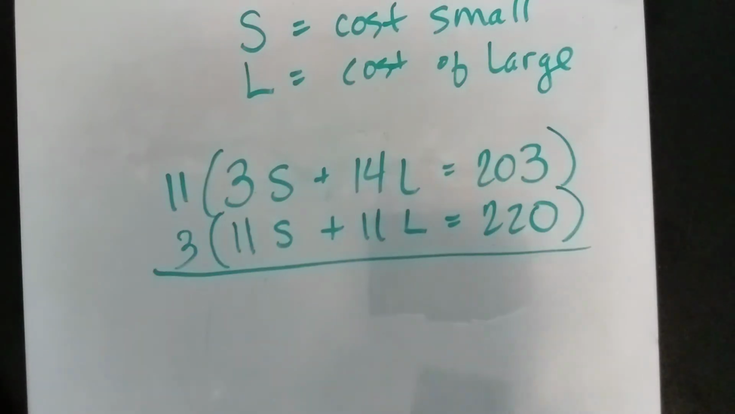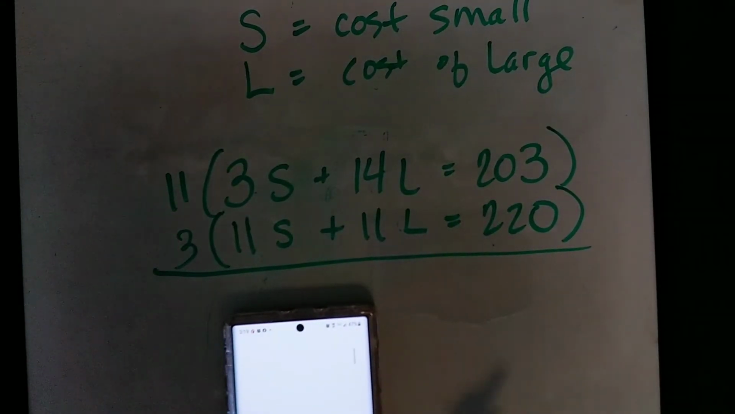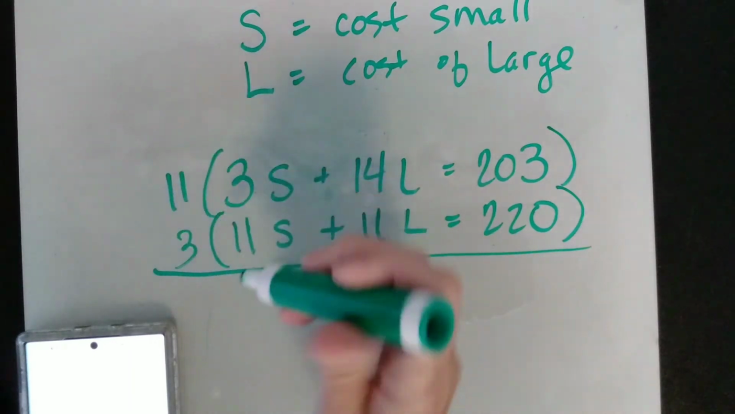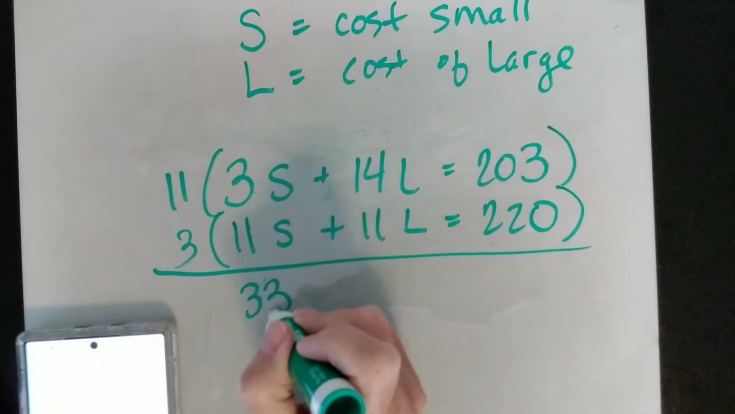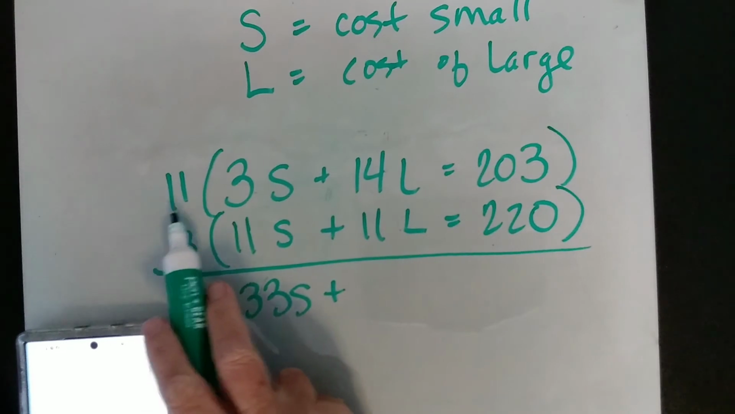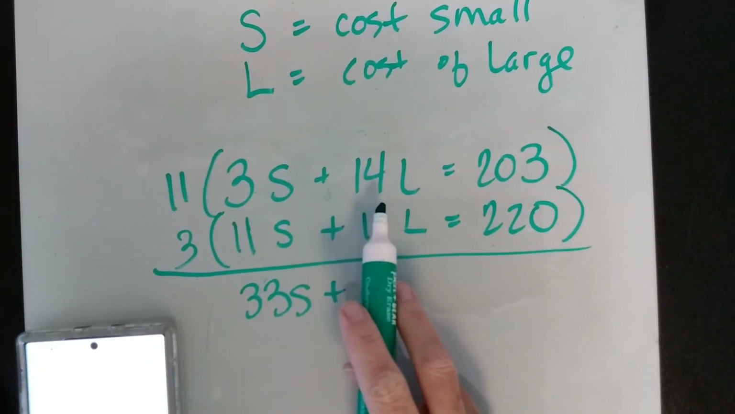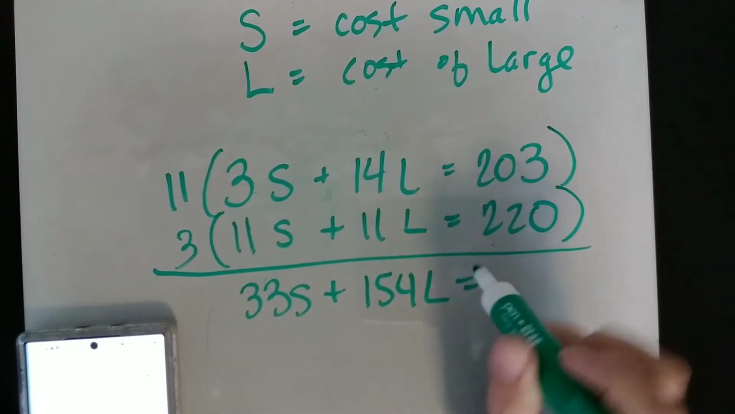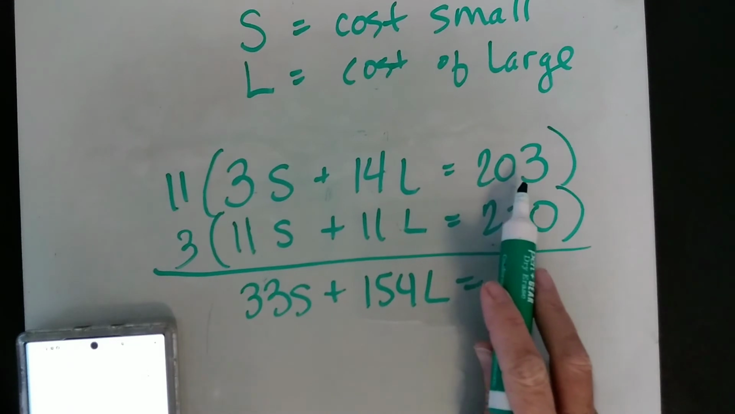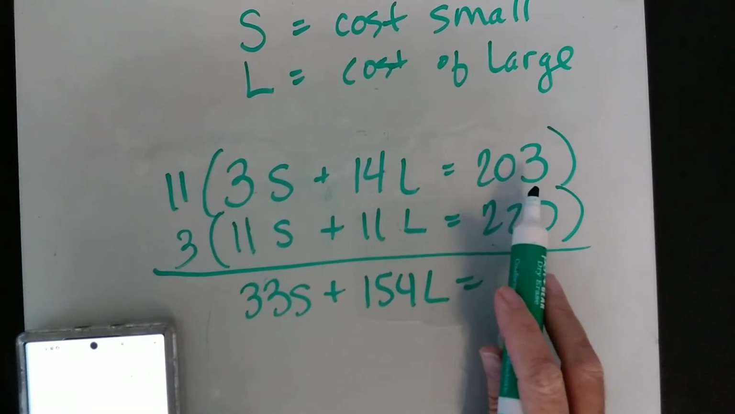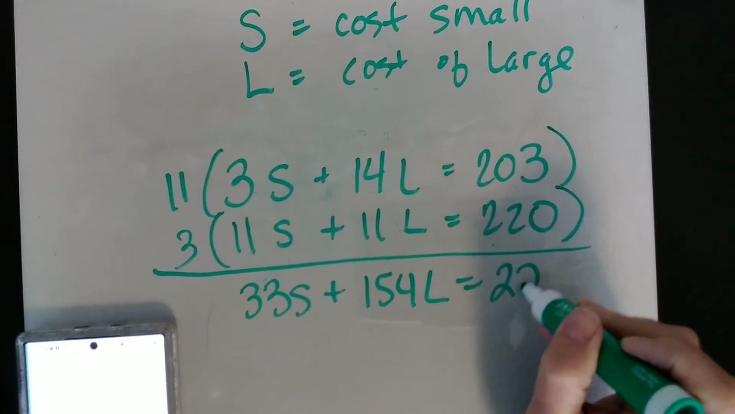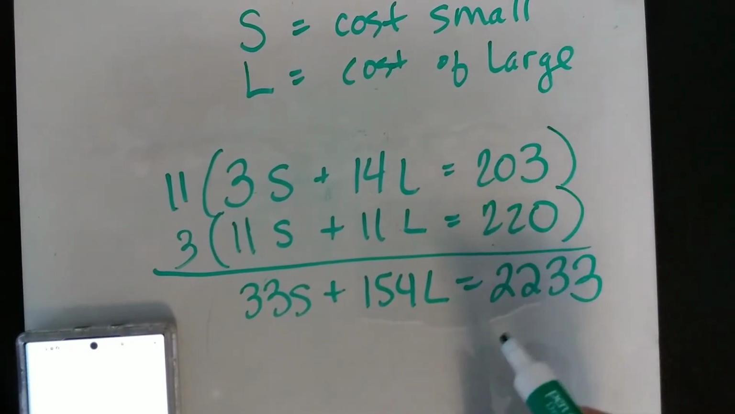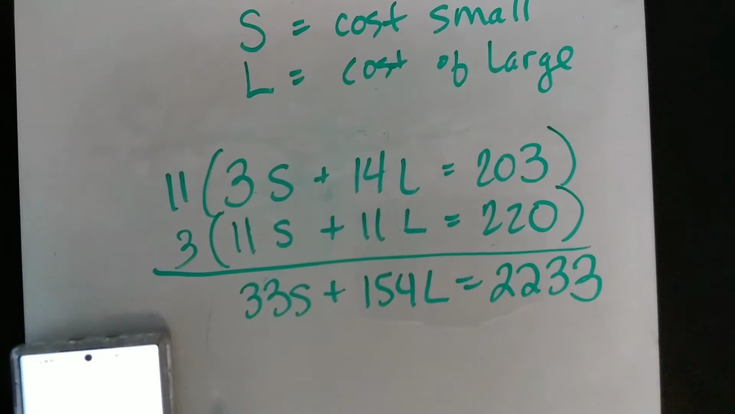This would be on the calculator section of the SAT, so you can save time by using your calculator to multiply some of these numbers. So 11 times 3 is going to be 33s. And then we need to know 11 times 14. That's 154L. And then we need to know 11 times 203. And that is $2,233.